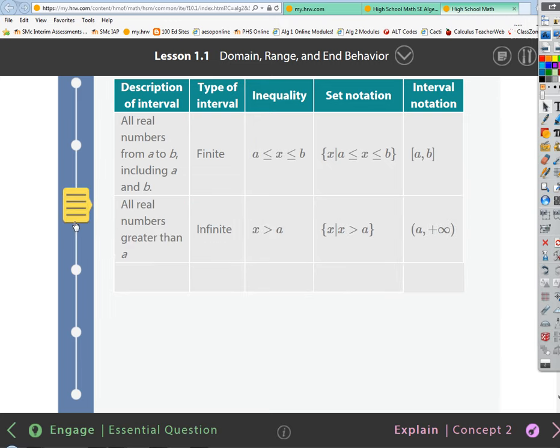What about one like that? All real numbers greater than A. So if I were to graph that, let's say that's A, what's it going to look like? X is greater than A. What do you think? Open circle. And which way is the arrow going to go? To the right. Greater than to the right, less than to the left, right? So that's supposed to be an arrow. Whoops. That's my graph. Makes sense, right?